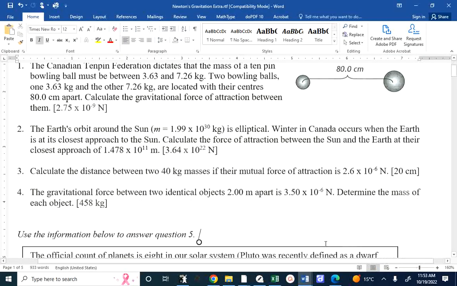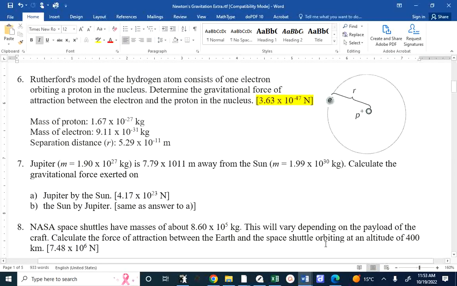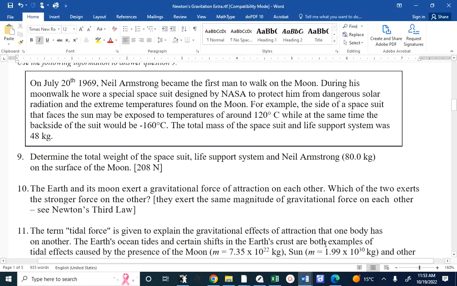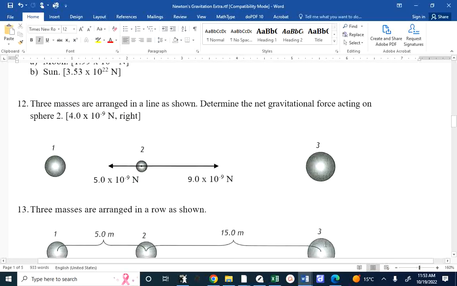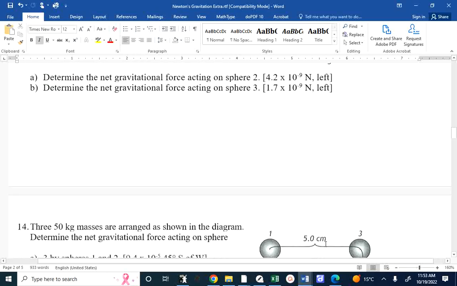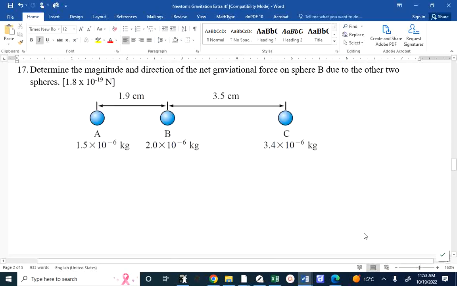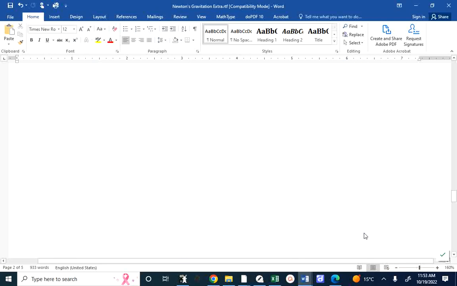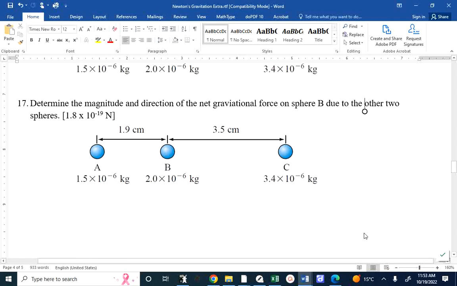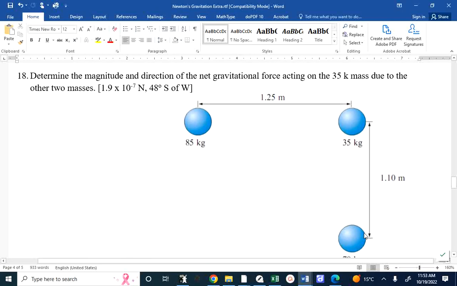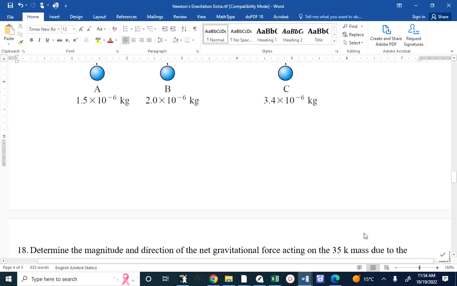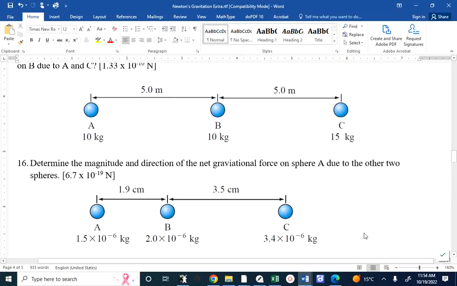This is what the handout looks like. There's all kinds of problems where you're calculating forces, weights. But then at 12, all of a sudden you're dealing with multiple masses. And that's what we focused on today. So 18, for example, is the only one like example 3. You've got to make sure you know how to do 18. All of these other ones are important.